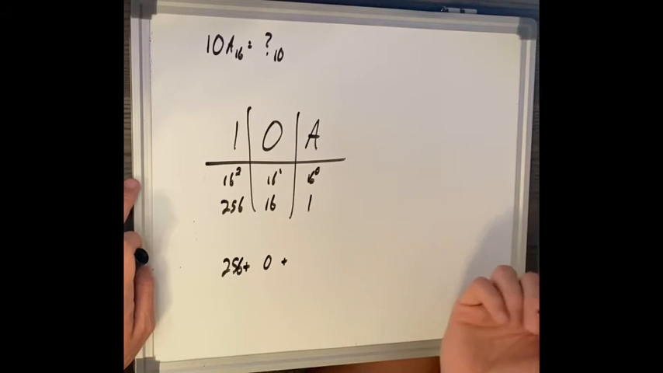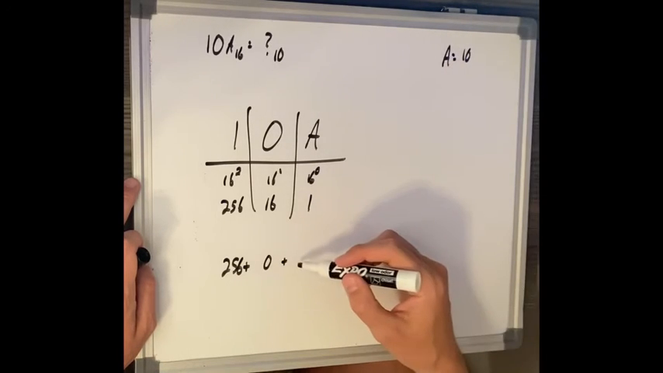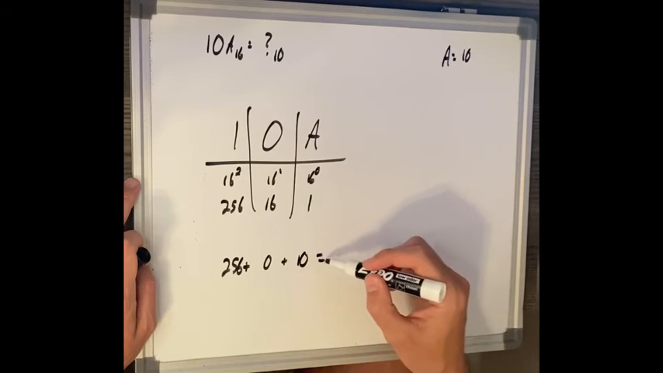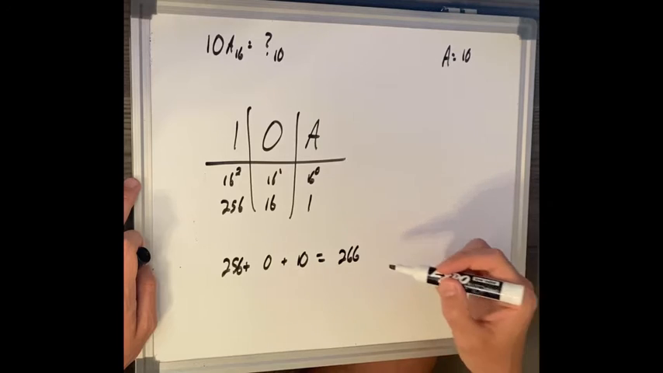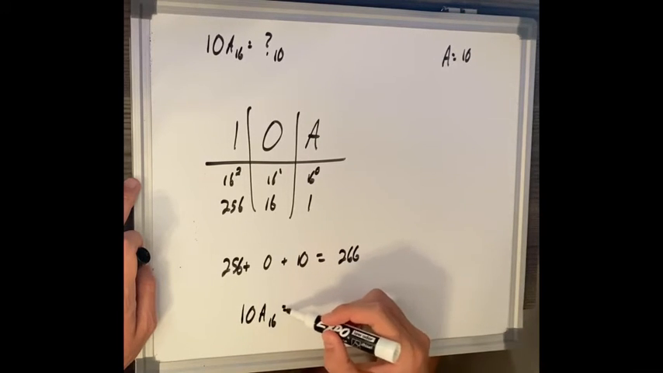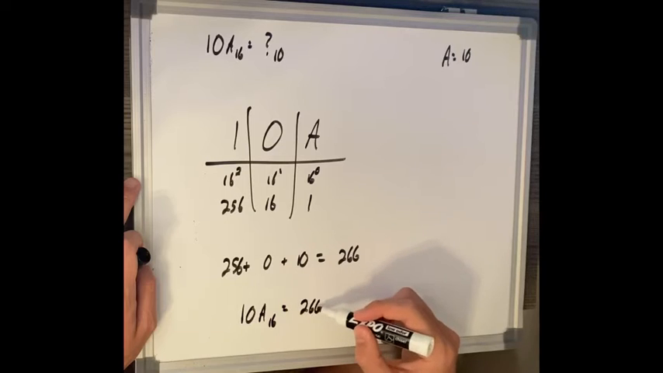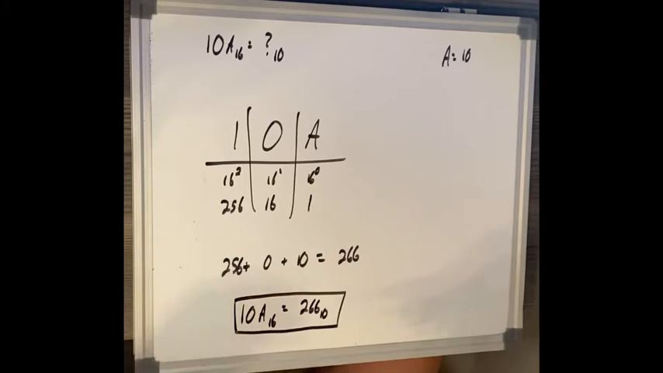Well, it's not A, right? We know that A, I should have left this up there, is equal to 10. So this is plus 10. That'll be 256 plus 0 plus 10, 266. So 10A base 16 is equal to 266 base 10. So nothing super new for you guys in that aspect. This is going from decimal to hexadecimal, and then hexadecimal to decimal, two examples I showed.